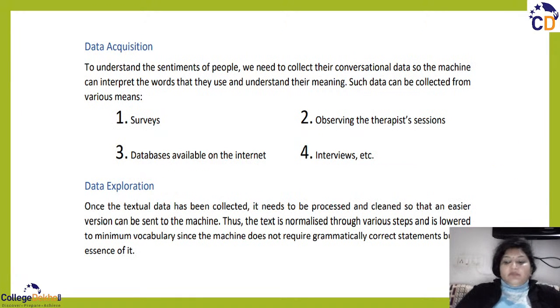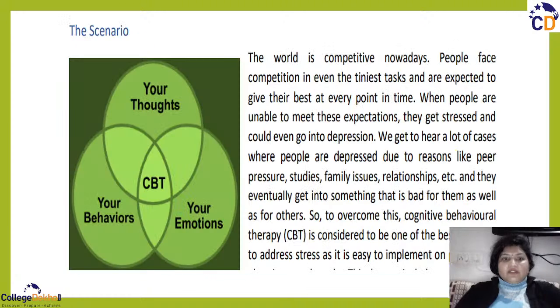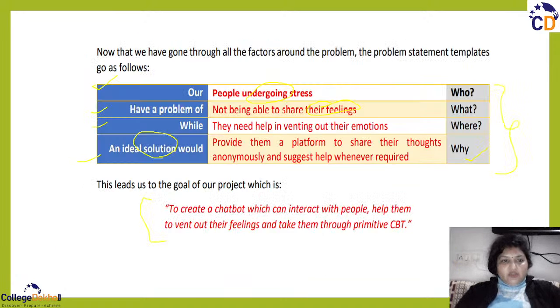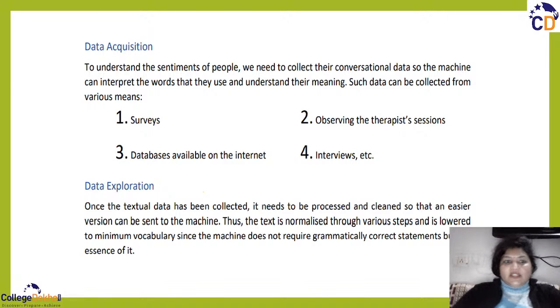The first step I have already discussed, that is problem scoping. Now the next step would be data acquisition, where you are going to collect the data. So in the next step of the AI project cycle, we have the data acquisition part. So what is data acquisition?